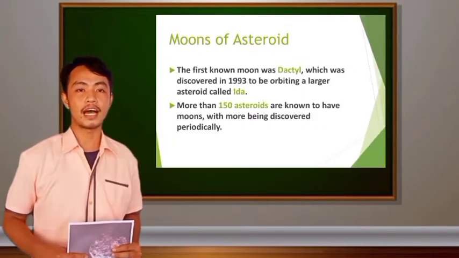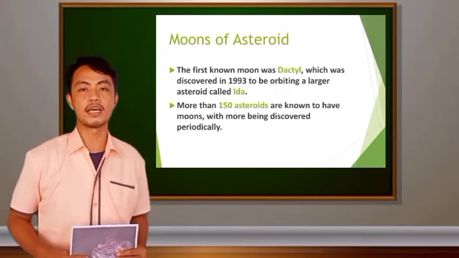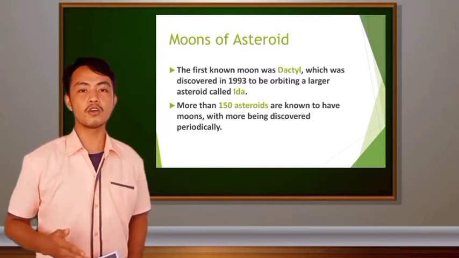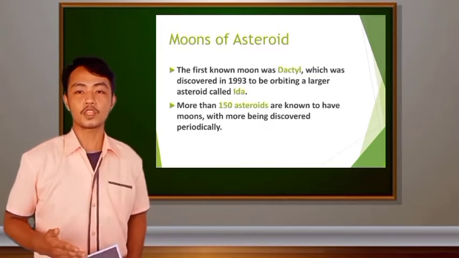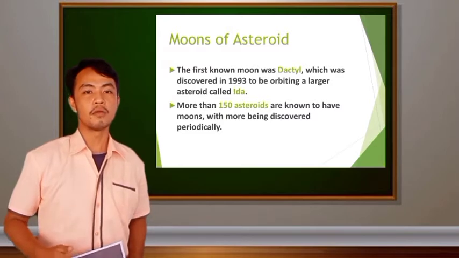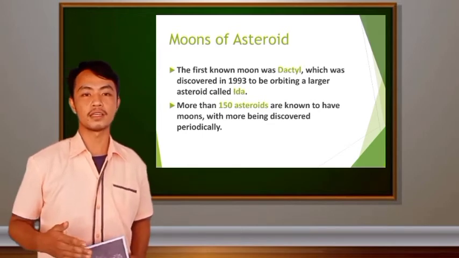So asteroids have moons. When we think of moons, we think of something that orbits a planet, but asteroids also have similar bodies that orbit them. The first known was Dactyl, which was discovered in 1993 to be orbiting a larger asteroid called Ida. More than 150 asteroids are known to have moons, with more being discovered periodically.